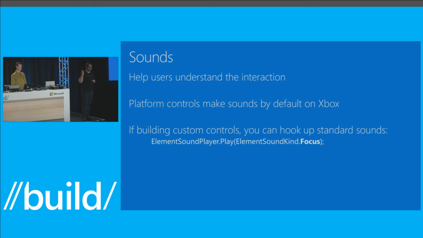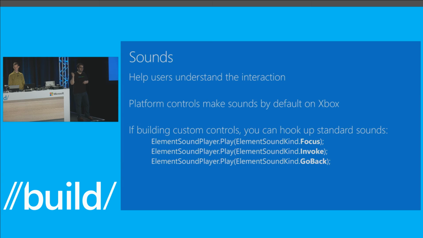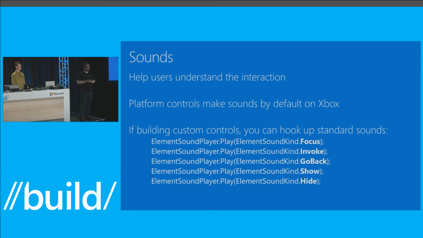There's invoke. So that's if you're clicking on a button or some kind of invocation you're doing in your control. There's go back. Okay, it's the go back sound. There's show and hide. So if you have a light dismiss UI or a flyout or some sort of pop-up that you want to show and then will get dismissed, you want to use the show and hide sound. So here's show. Here's hide. All right, you guys are probably familiar with these from using your Xboxes.